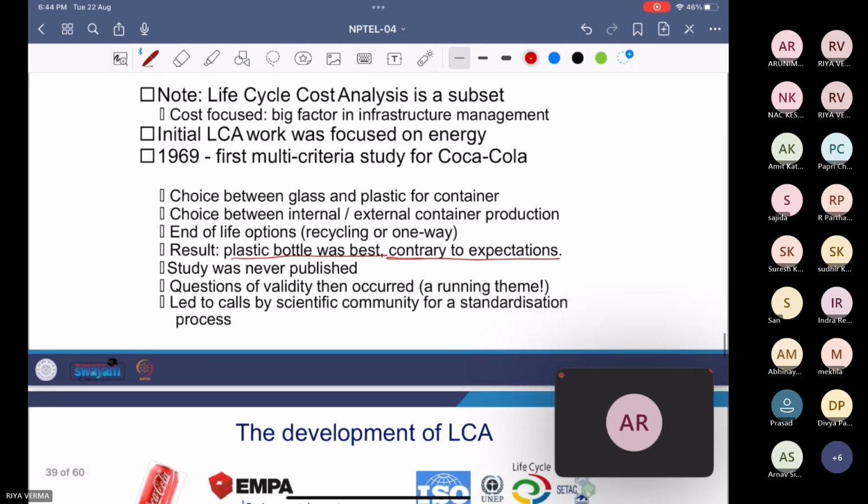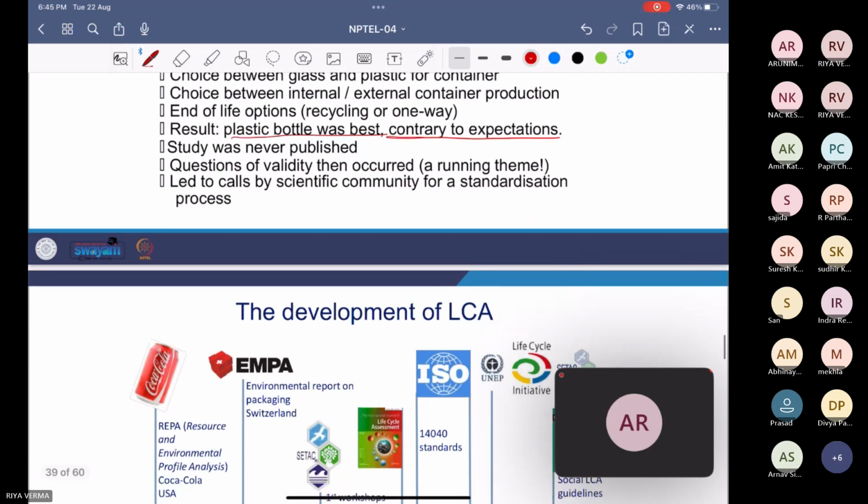So we need to have a certain standard process, like we used to have for the experiments that we conduct in our lab. For example, for our environmental engineering lab, we have a certain manual. So we perform every single experiment according to that manual only, just because we need to standardize those processes. Just like that, we need to standardize this LCA process also.